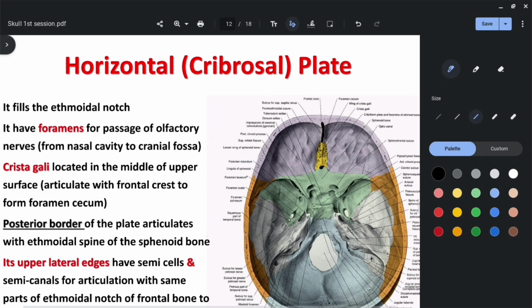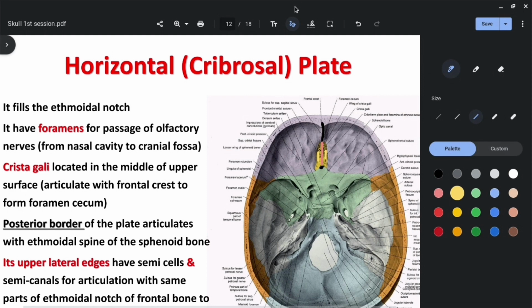Here, this portion I would like to mark with another color. This portion is crista galli, and lateral to this we have the cribriform plate. Crista galli attaches to the falx cerebelli. As we can see, there are many perforations on the cribriform plate. These perforations are for the passing of the first cranial nerve, which is the olfactory nerve.